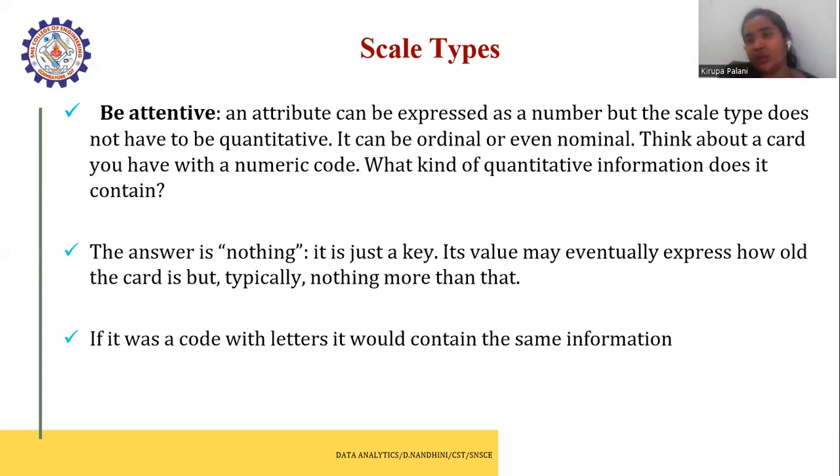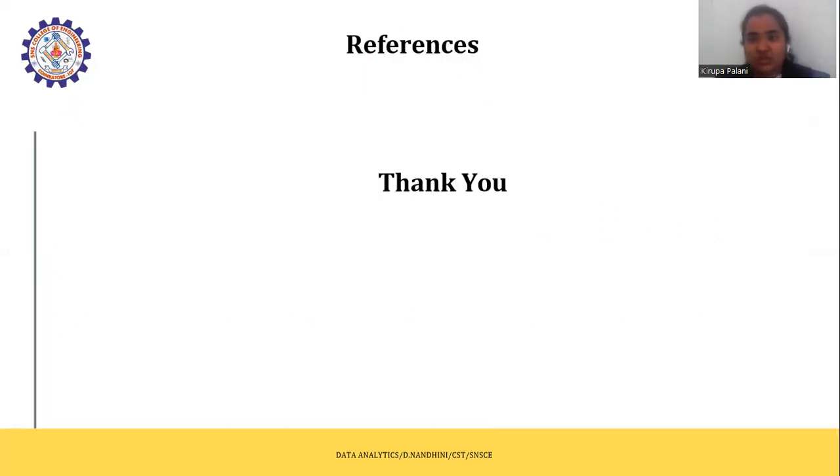When working with scalar types with the help of that tabulation, we need to be attentive to the data intervals to get the possible values. It is a kind of key. Its values may eventually express how old the card is, but typically nothing more than that. Next are the letters. It could have maintained the same information as has been given.